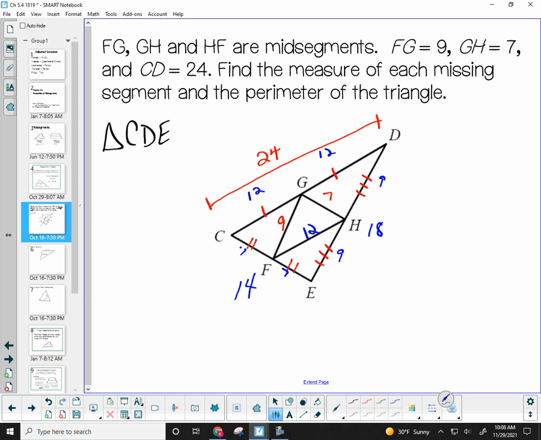Okay, good. So now we need to find the perimeter of triangle CDE. So I would need to take 24 plus 14 plus 18. Let's add it together. 52, 56, right, 56. Yep. What's another? I also said 52. Oh. All right, questions on that?